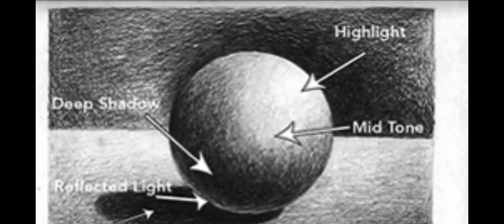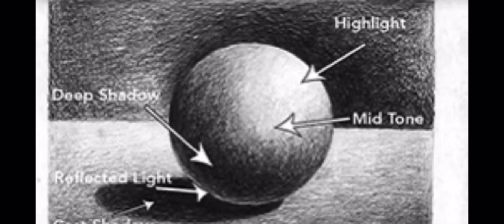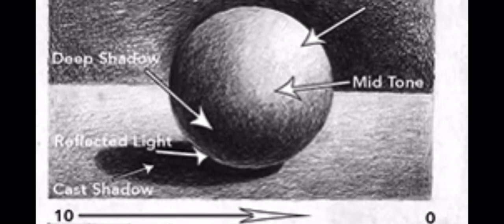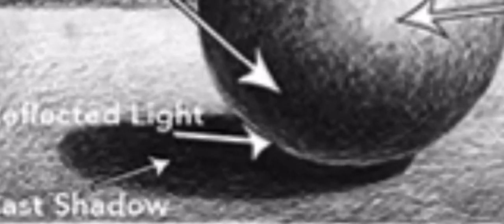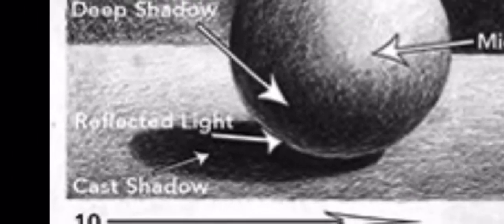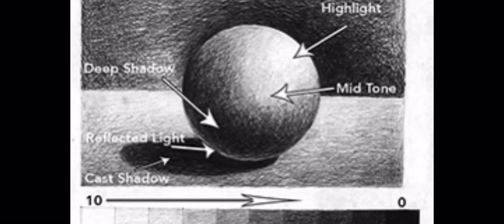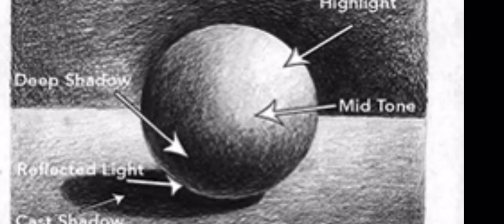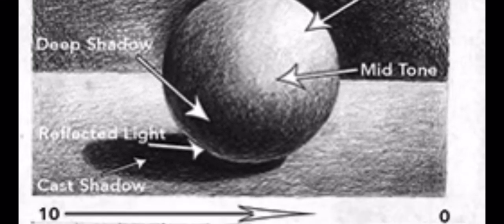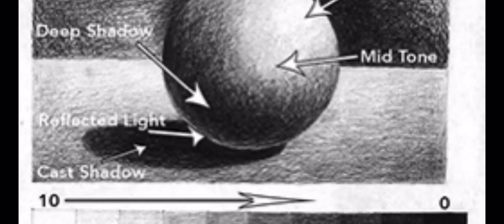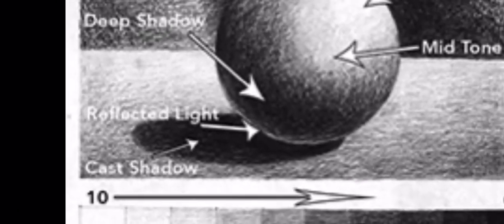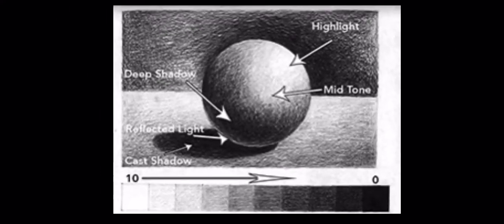Now this fifth element over here, from highlight, mid-tone, deep shadow, and cast shadow, that a lot of students forget about or don't know about is what we refer to as the reflected light. And it comes from the concept that the light is not just hitting the sphere, but the light is also hitting the table or whatever object it is that the sphere is surrounded by. And when the light hits the table, it bounces off the table and causes a very, very small highlight to happen on the bottom of the sphere down here, which we refer to as a reflected highlight.